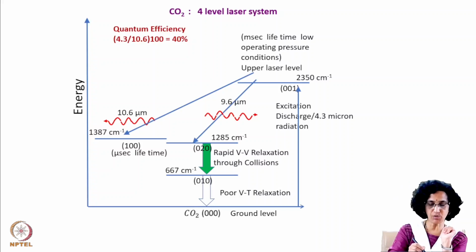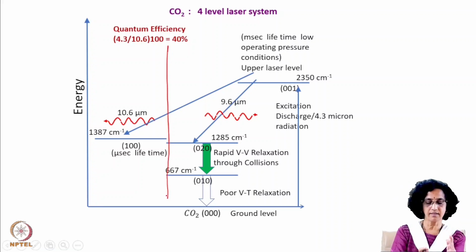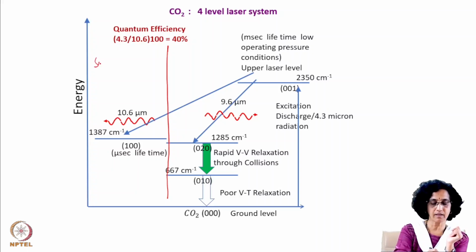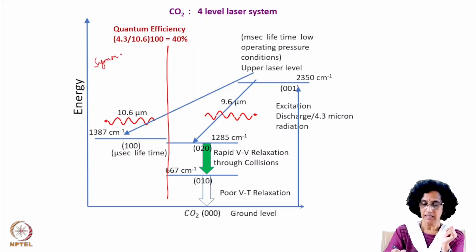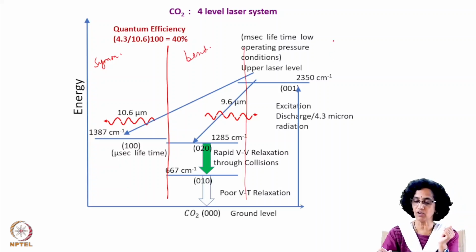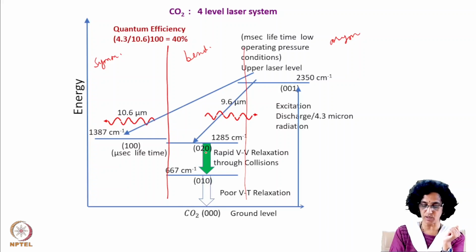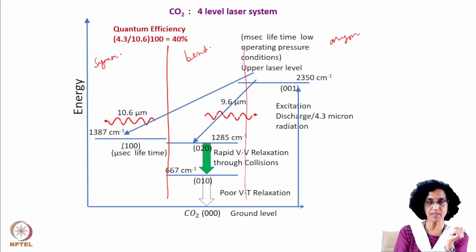So as we show here, this is the ladder of symmetric stretch. This is the ladder of bending mode, and this is the ladder of asymmetric stretch. You can understand, no? So this is 0, 0, 1. Here you have 0, 1, 0, 0 to 0. So already you have two quanta of bending mode, and this is one quantum of asymmetric stretch mode.